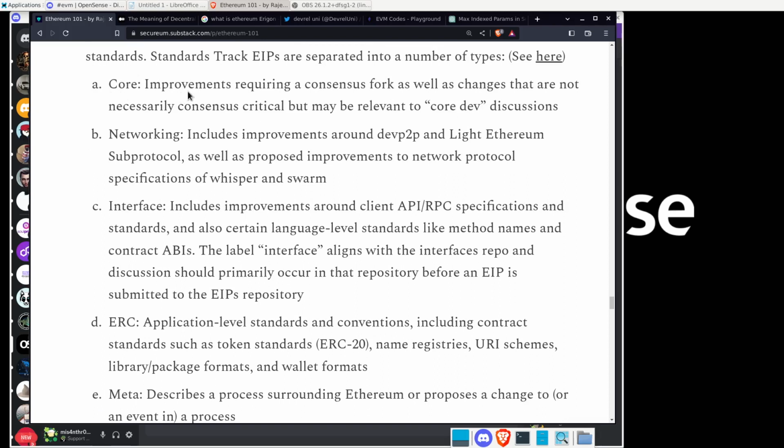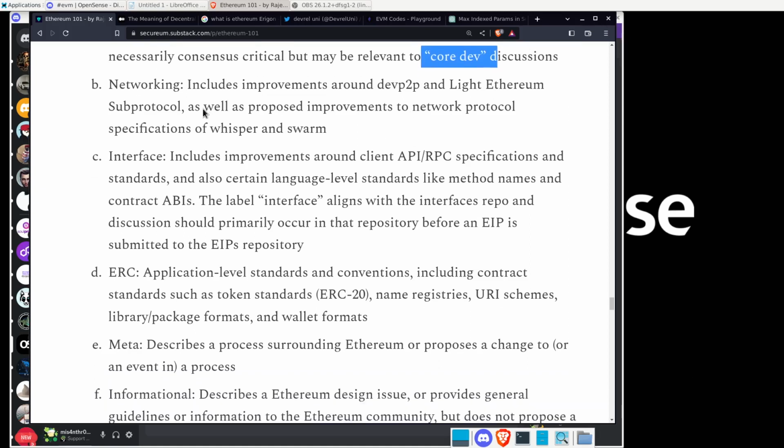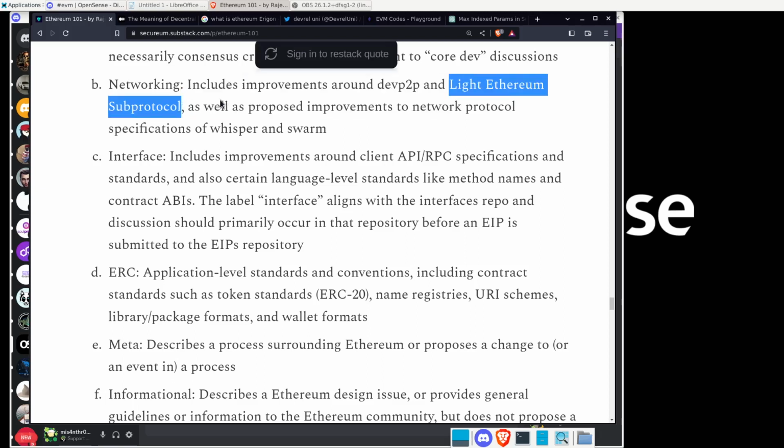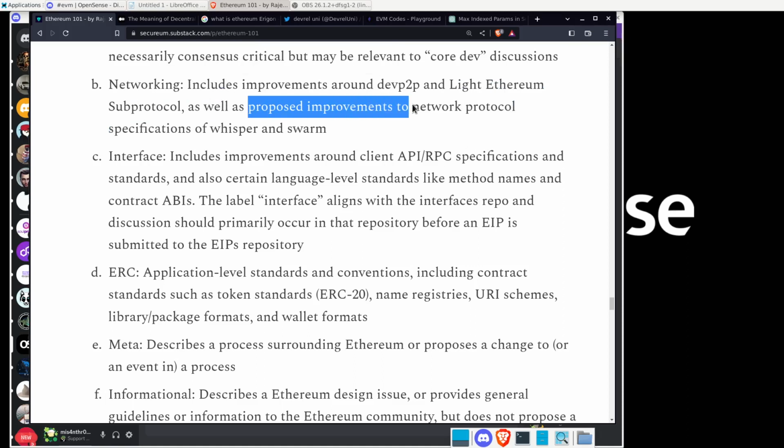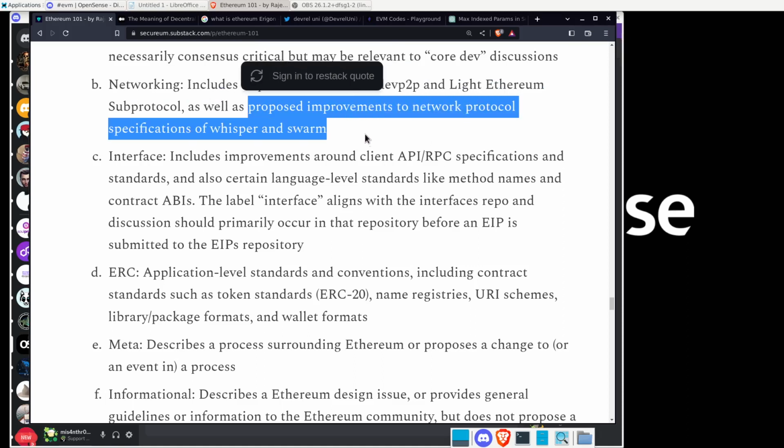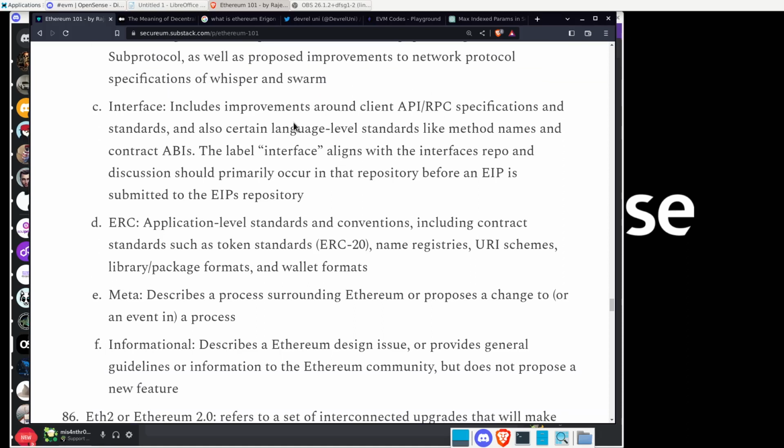Core improvements requiring a consensus fork, as well as changes that are not necessarily consensus critical but may be relevant to core dev discussions. Networking includes improvements around devp2p, the light Ethereum subprotocol, as well as proposed improvements to the network protocol specification of Whisper and Swarm.